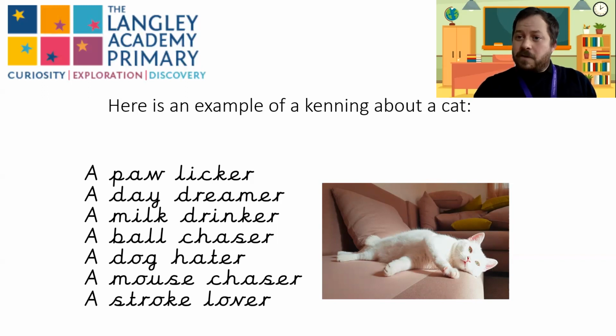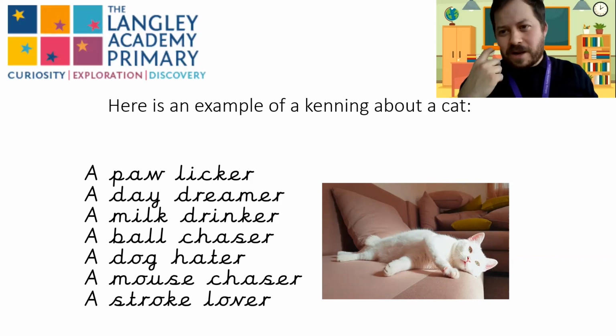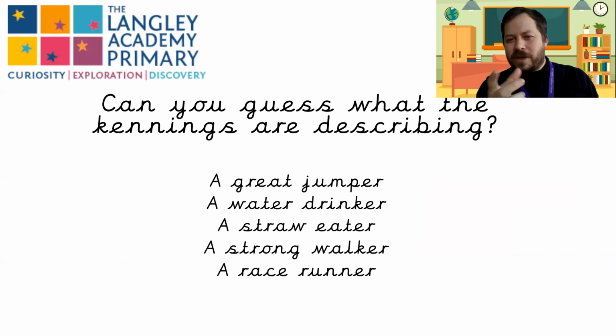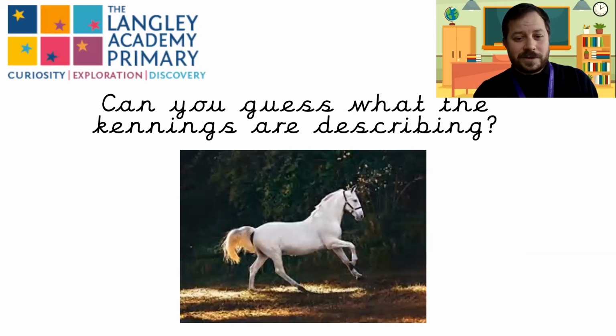And these can be quite fun. So let's try. Let's have a go. Let's see what we can come up with. So can you guess what these kennings might be describing? A great jumper, a water drinker, a straw eater, a strong walker, and a race winner. Have a think. What do you think? Any guesses? Did anyone guess horse? Well done if you did.